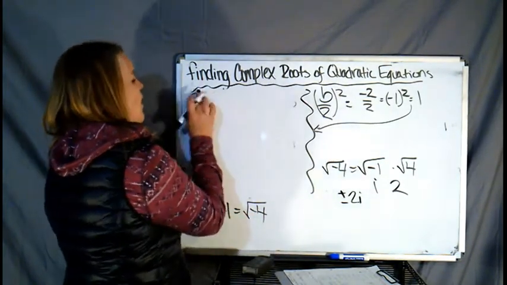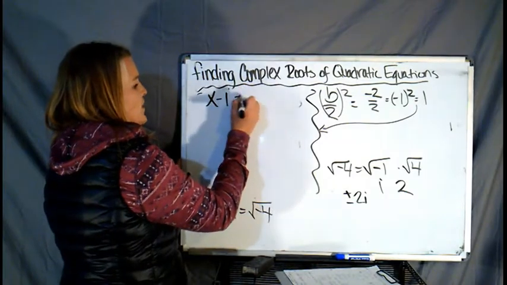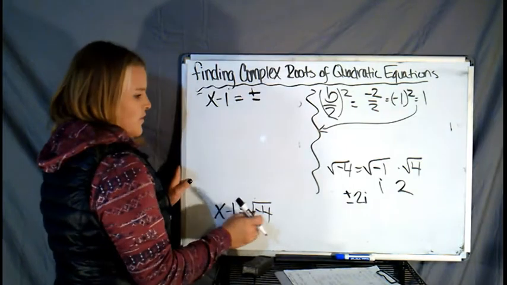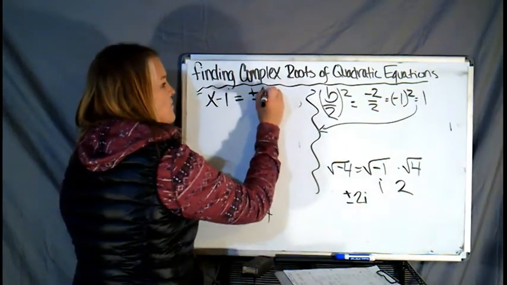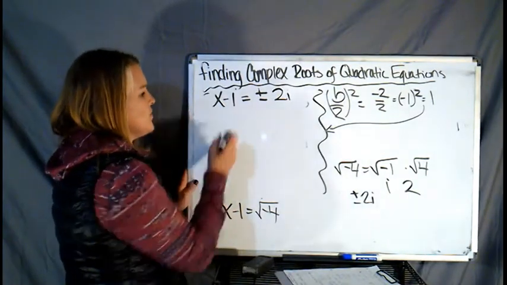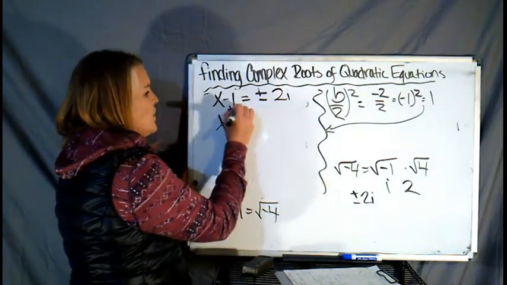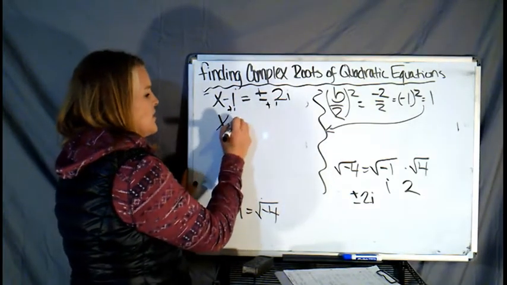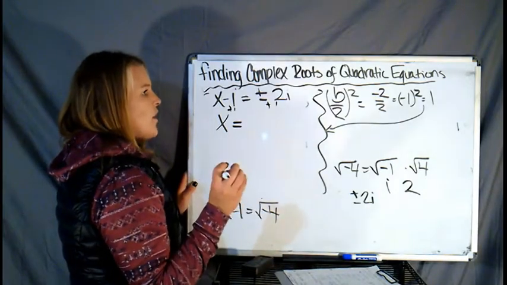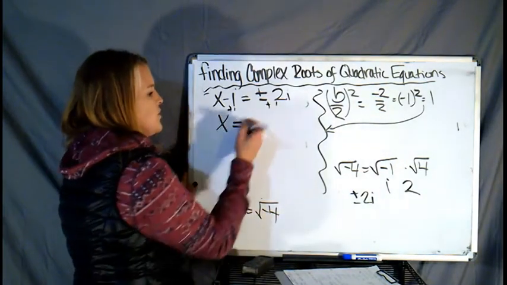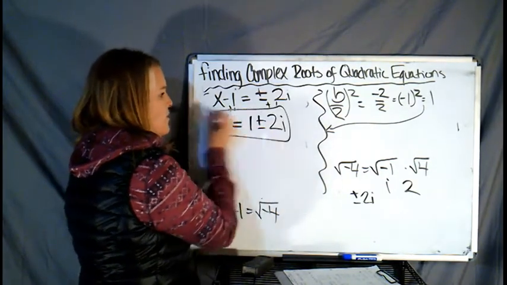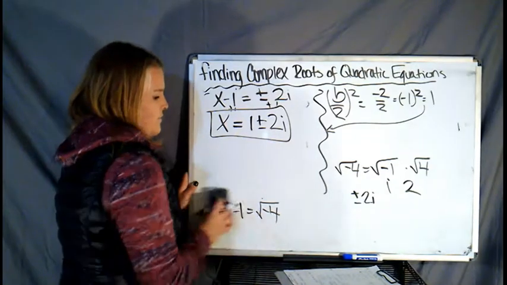This is going to come up here. I'll have x minus 1 is equal to plus or minus, we just found out that the square root of negative 4 is 2i. One more step to get x by itself. We're going to add 1 to each side. x is equal to, and now remember I said I would prefer to have our real numbers in front, so 1 plus or minus 2i. And that's your final answer.